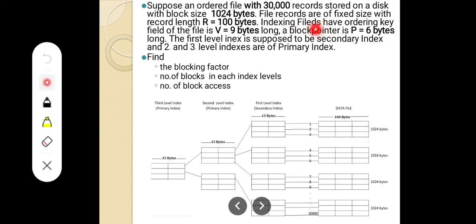The indexing field has an ordering key field of 9 bytes and a block pointer of 6 bytes. Okay, the indexing field, in the index, the indexing field or anchor record is 9 bytes and the block pointer is 6 bytes.